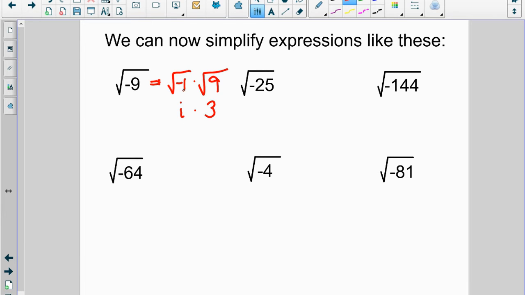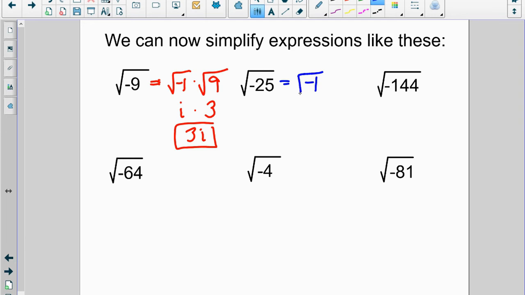And if both of those radicals simplify to become i times 3, we can multiply those together, like how we do this with variables. A variable times a number, we put the number first, the coefficient first. So it's just 3i. It represents 3 times the value of i. So the square root of negative 9 is actually 3i. It's an imaginary number.